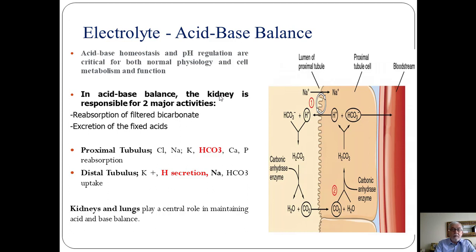Another function of renal tissue and organs is electrolyte and acid-base balance. It is another important role for renal functions. Acid-base homeostasis and pH regulation are critical for both normal physiology and cell metabolism and function. In acid-base balance, the kidney is responsible for two major activities. First is the reabsorption of filtrate bicarbonate. Another one is excretion of the fixed acid.